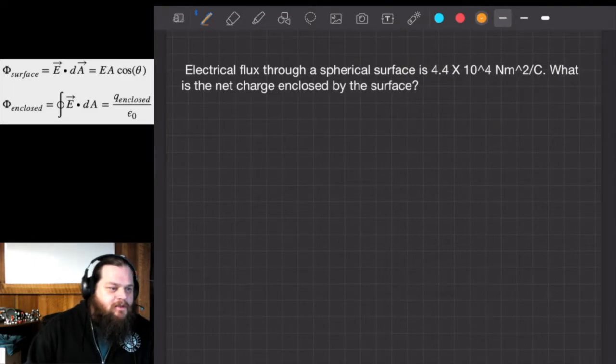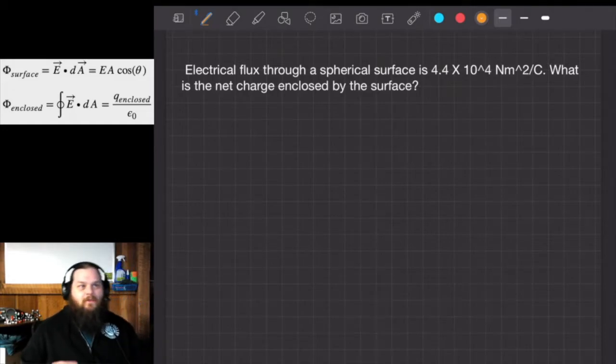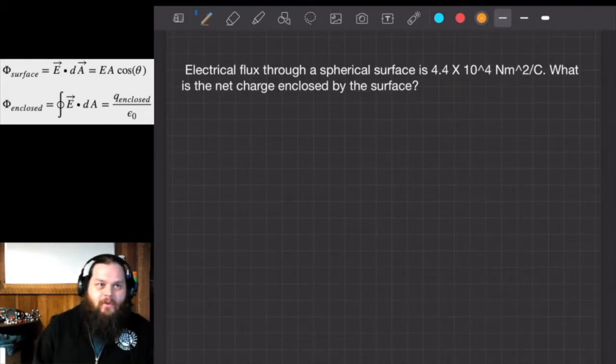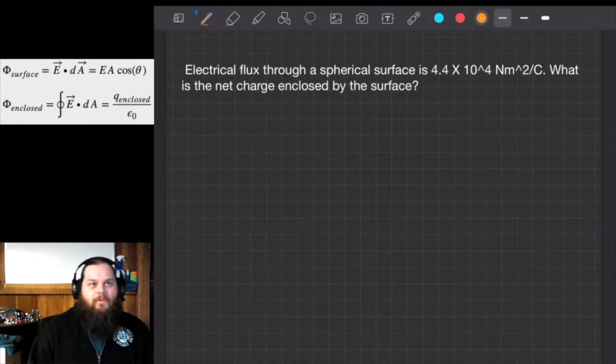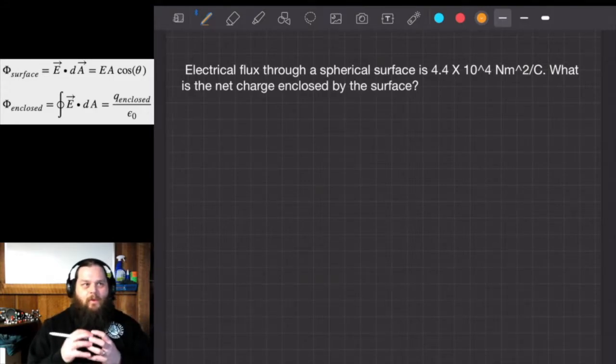This next one's getting a little bit different. It's kind of similar, I guess, to the one that I described at first. The electrical flux through a spherical surface is 4.4 times 10 to the 4th newton meter squared per coulomb. What is the net charge enclosed in the surface? So here they're telling us the flux. We want to find the charge based on that flux.